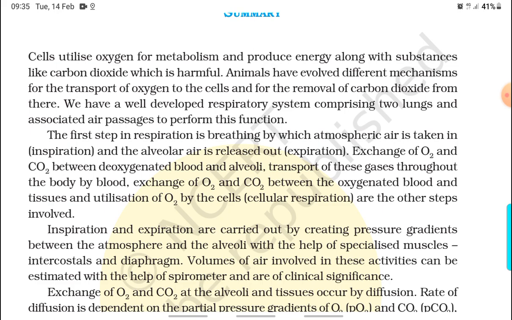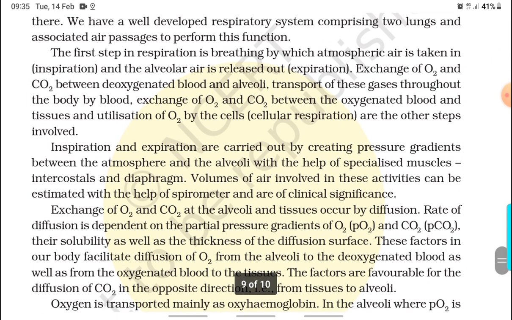The first step in respiration is breathing, by which atmospheric air is taken in, inspiration, and the alveolar air is released out, expiration. Exchange of oxygen and carbon dioxide between deoxygenated blood and alveoli. Transport of these gases throughout the body by blood. Exchange of oxygen and carbon dioxide between the oxygenated blood and tissues, and utilization of oxygen by the cells or cellular respiration are the other steps involved.